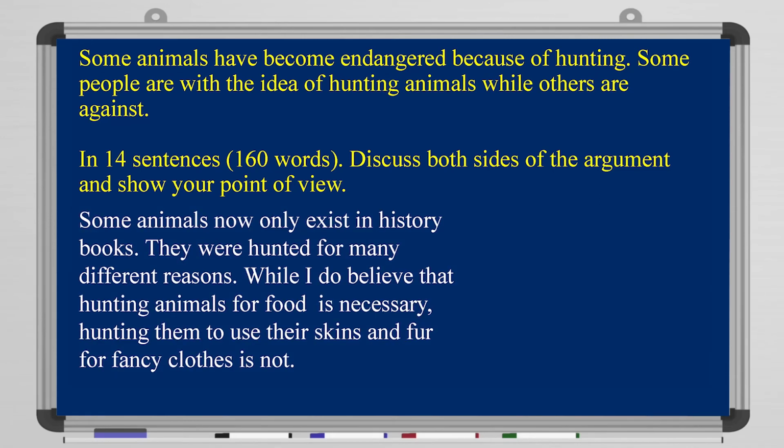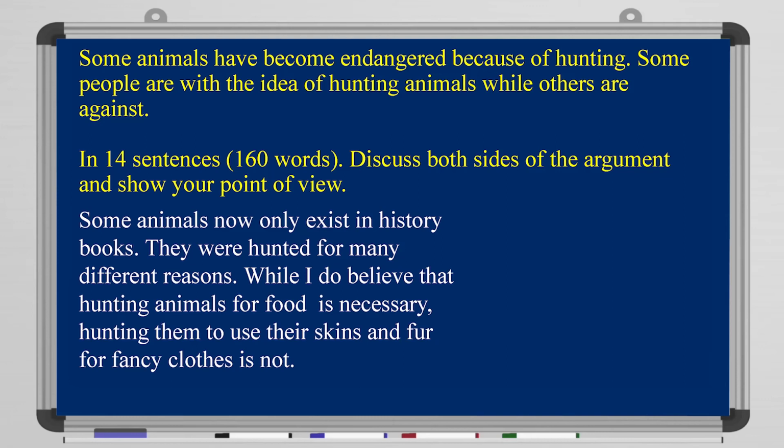Some animals now only exist in history books. Okay? They were hunted for many different reasons. While I do believe that hunting animals for food is necessary, hunting them to use their skins and fur for fancy clothes is not. So let's break down this paragraph.